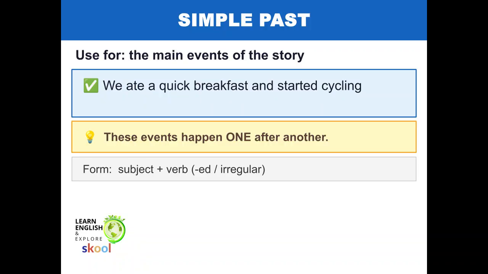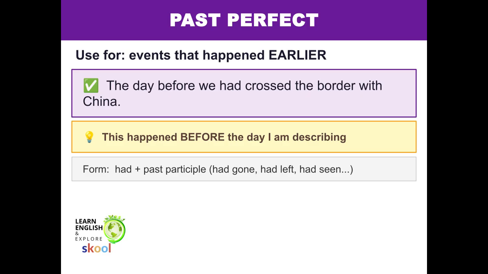Then we ate a quick breakfast and started cycling. That's, of course, the past simple, which we use to describe the main events in the story. The story happened in the past, so of course we use the past tense. The day before, we had crossed the border with China.